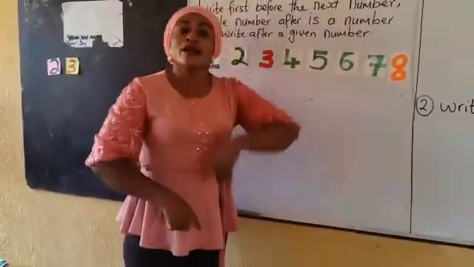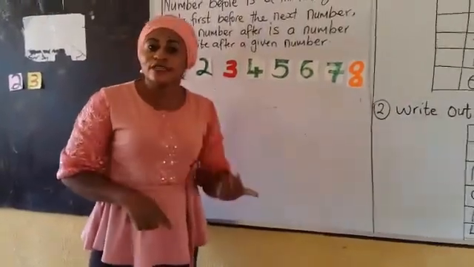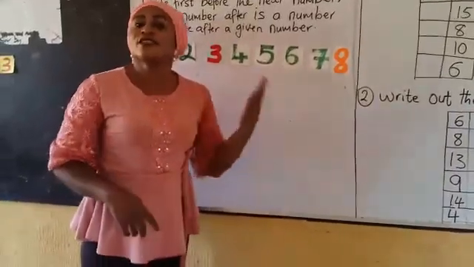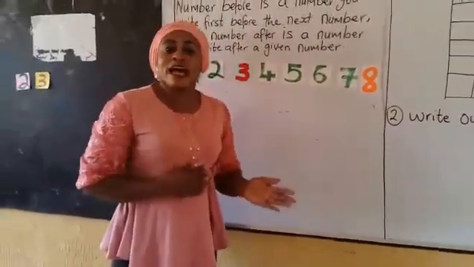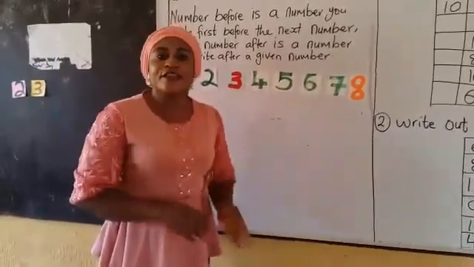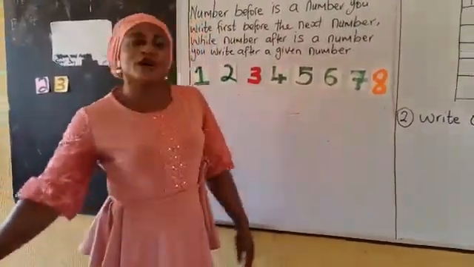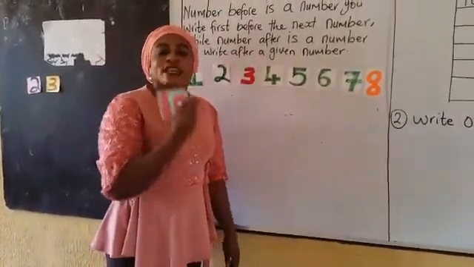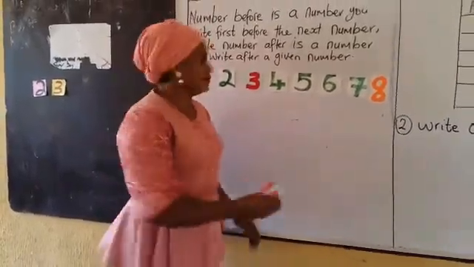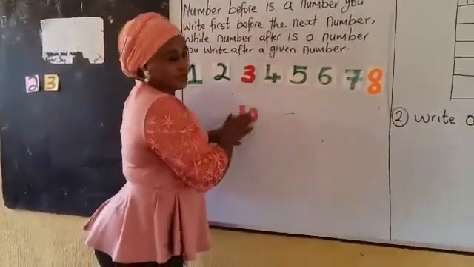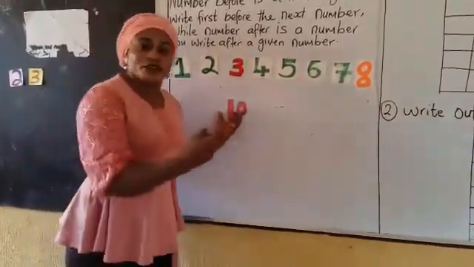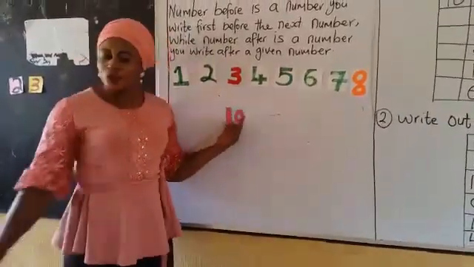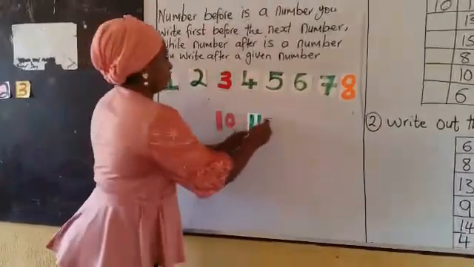Now let's go to number after. Remember I told you that number after is a number you write after a given number. For example, your teacher gave you 10. He said this is number 10. Now what is the number after 10? I've given you 10. So give me the number after 10. And the number after 10 is what? 11.